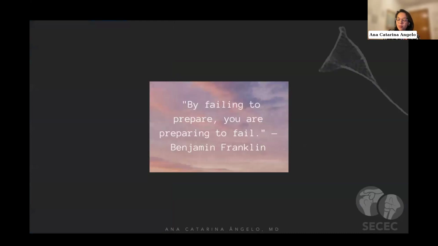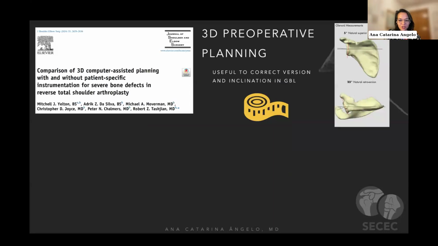By failing to prepare, you're preparing to fail. I love this sentence by Benjamin Franklin because it's true, and it's very true to our day-to-day practice. We have to prepare. Otherwise, if you fail, it's on you. Okay, so nowadays there's no excuse not to prepare very well for your surgeries. So 3D preoperative planning, as I said, is available to almost everyone. Almost whatever company you're choosing or you're implanting, they can now offer you a 3D preoperative planning software.